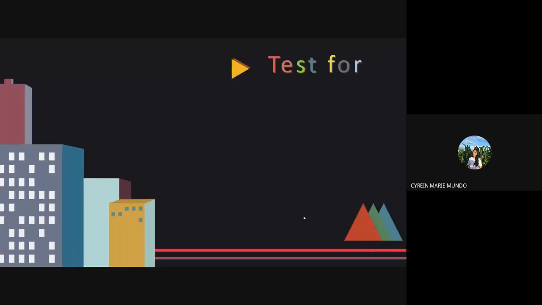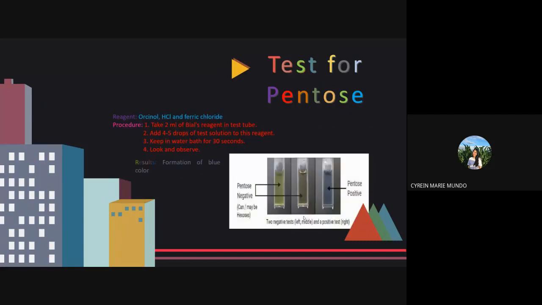Next, the third test is the test for pentose, also known as Bial's test. Bial's test is a chemical test for the presence of pentoses. It is named after Manfred Bial, a German physician. It is a test used to detect the presence of pentoses.